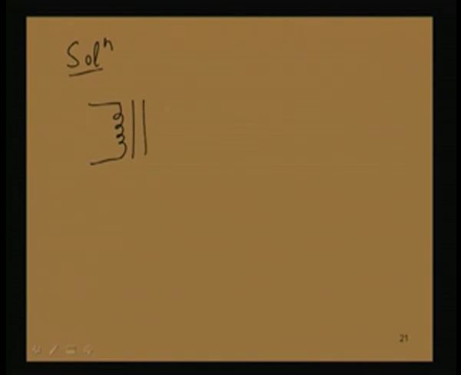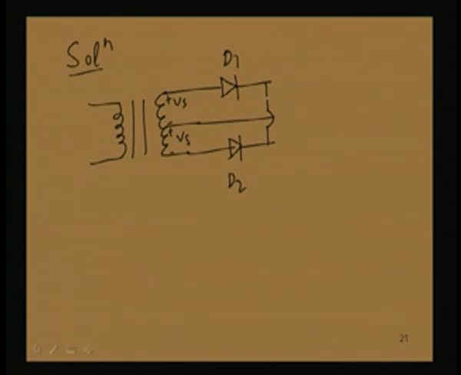It will have a transformer in the input circuit. It is a center tap transformer having voltages Vs and Vs in the secondary, say this point is positive with respect to ground. And now, you have 2 diodes, D1 and D2, and this is the capacitance across R. This voltage is V naught.